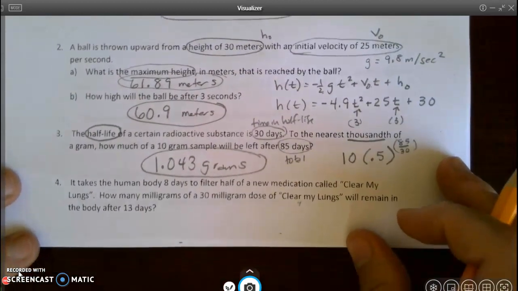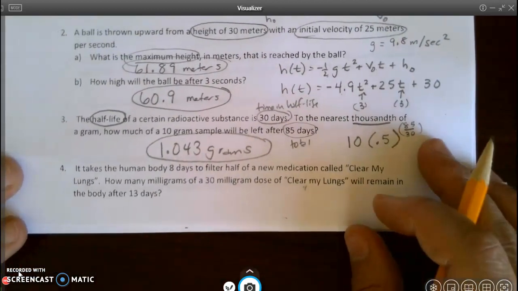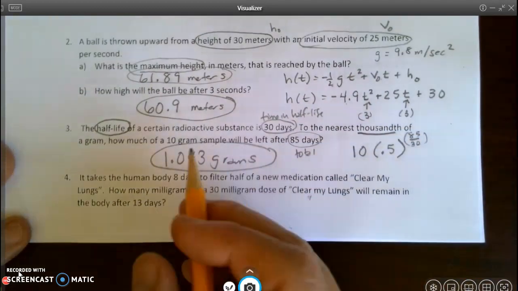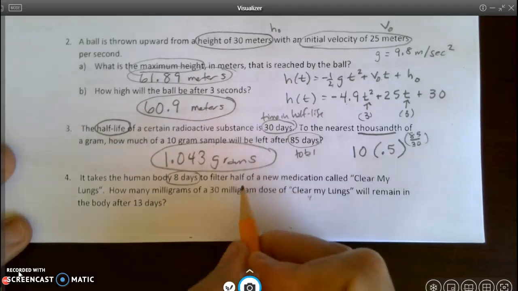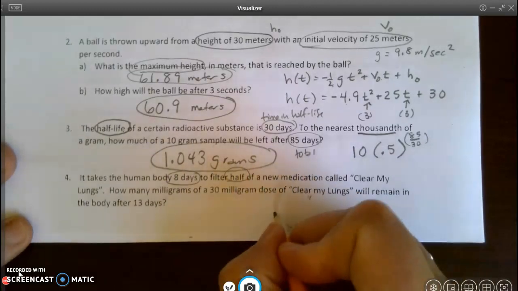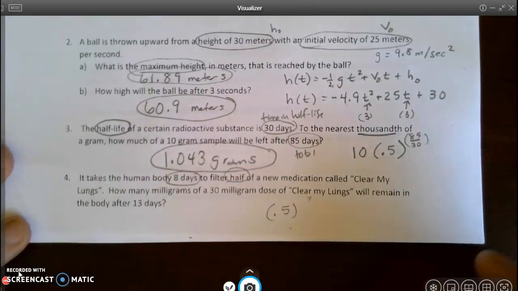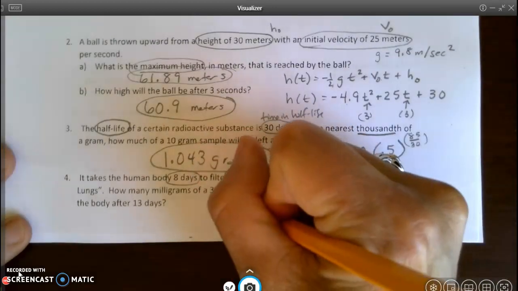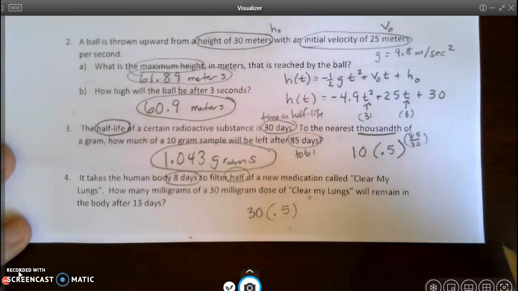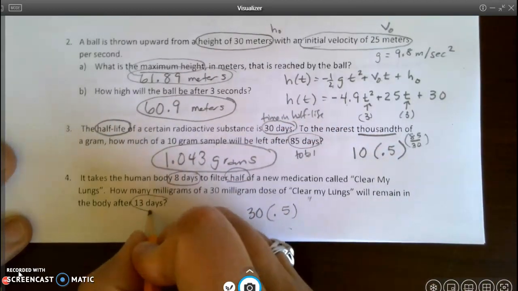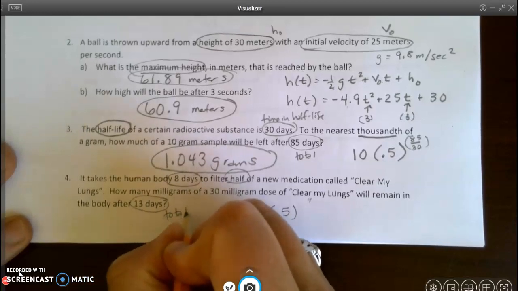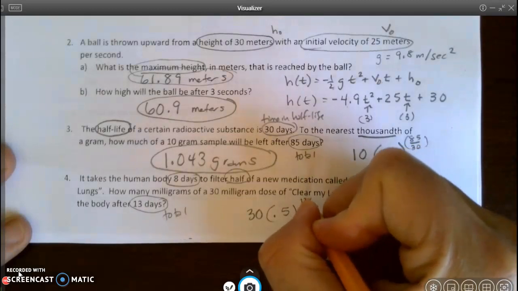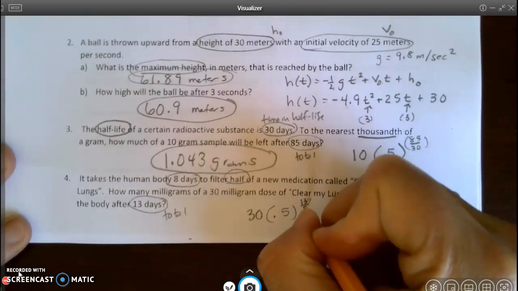Okay. All right, it takes the human body 8 days to filter half of a new medication called Clear My Lungs. Okay, so 8 days is going to be the half-life. So this is another half-life problem. How many milligrams of a 30 milligram dose, so I'm starting off with 30 milligrams, will remain in the body after 13 days? 13 days is my total, and 8 days is my time in a half-life. So this is going to be 13 divided by 8.